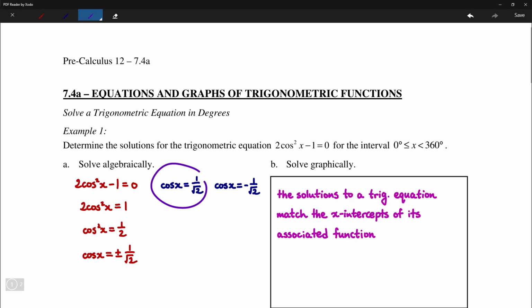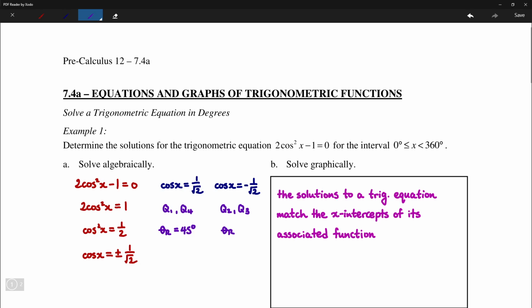The first of these two, the positive version, cosine x, if we are to solve for x, x could have been in quadrant 1 or quadrant 4. Those quadrants are where cosine x will be positive, and then the other case, quadrants 2 and 3, are where cosine x could be negative. So from there, we can find the reference angle. So in the first case here, the reference angle will be 45 degrees using the 45, 45, 90 triangle.